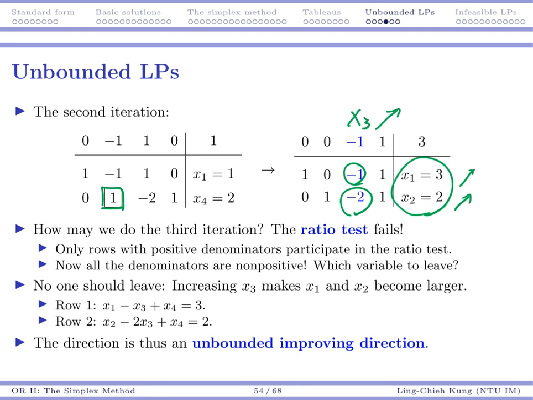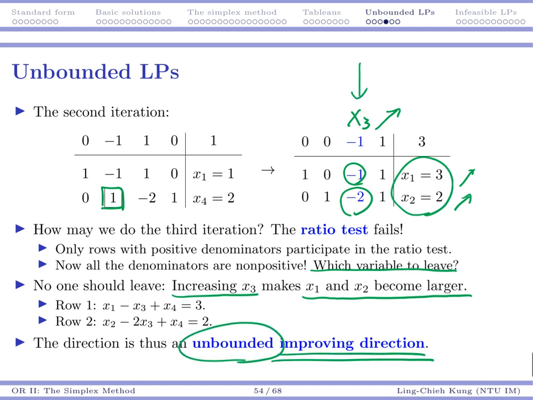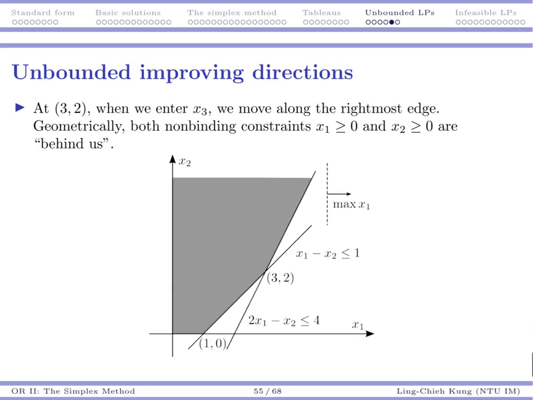And if that's the case, there's no variable that should leave. Increasing x3 makes x1 and x2 become larger. There's no reason to stop. And this entering x3 is an improving direction that is unbounded. You may keep increasing x3, and there's no way to stop, and then your problem is unbounded.